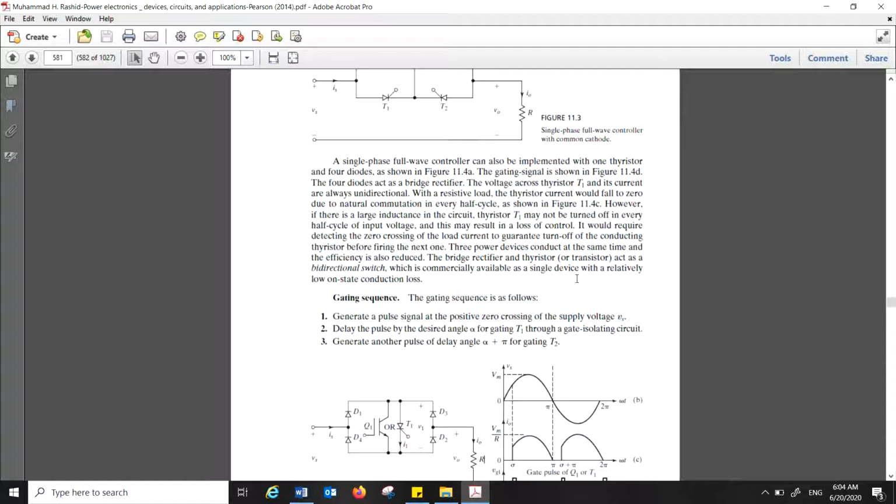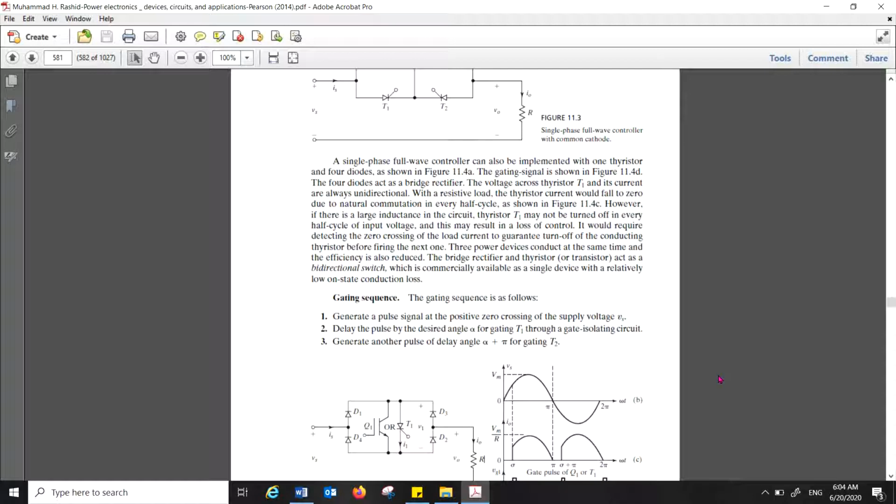Three power devices conduct at the same time, so efficiency is also reduced. Two diodes and one thyristor conduct at the same time, so we have losses. The bridge rectifier and thyristor act as a bidirectional switch, and this is available in a single package.